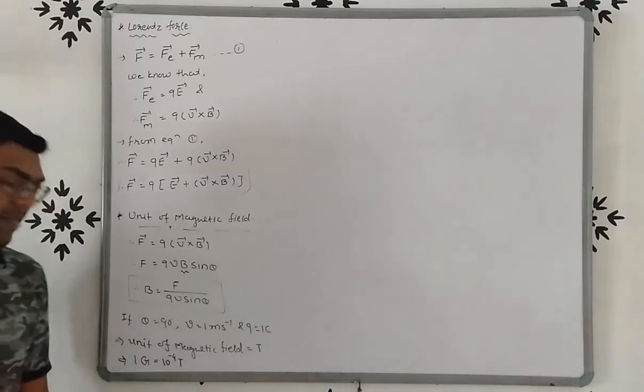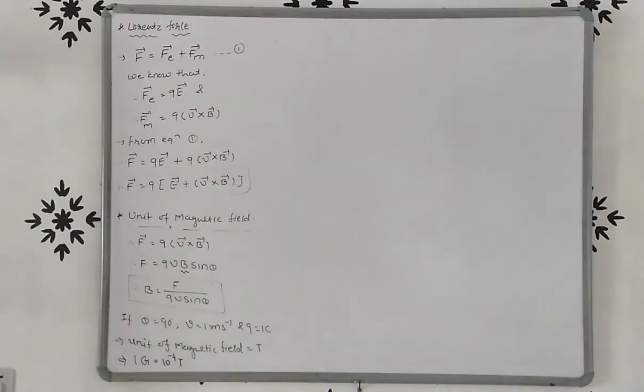But the relation between Gauss and Tesla is 1 Gauss is equal to 10 raised to minus 4 Tesla, right? So this is about the magnetic field, right? And yesterday we already discussed that due to the moving charge, magnetic field occurs, right?